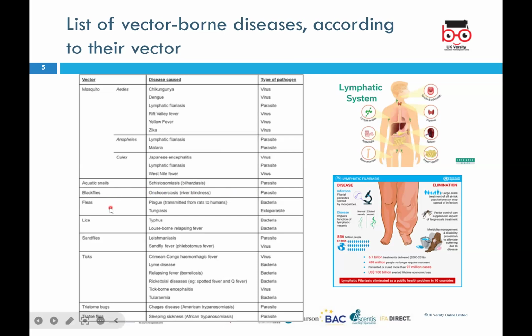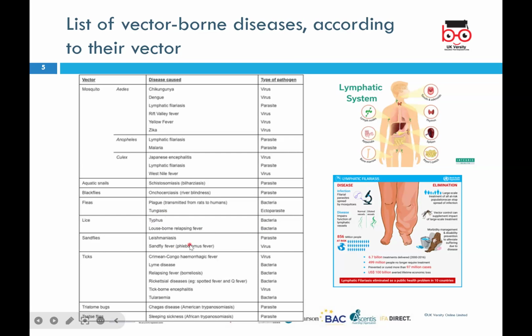You have fleas. As I said, they live in the body of a rat to cause plague. So it's transmitted from rats to humans. It's a bacteria, so the disease is caused through a bacteria. And lice, for instance, this is the vector, and the disease caused is typhus or louse-borne relapsing fever. These are bacteria that are carried by lice.